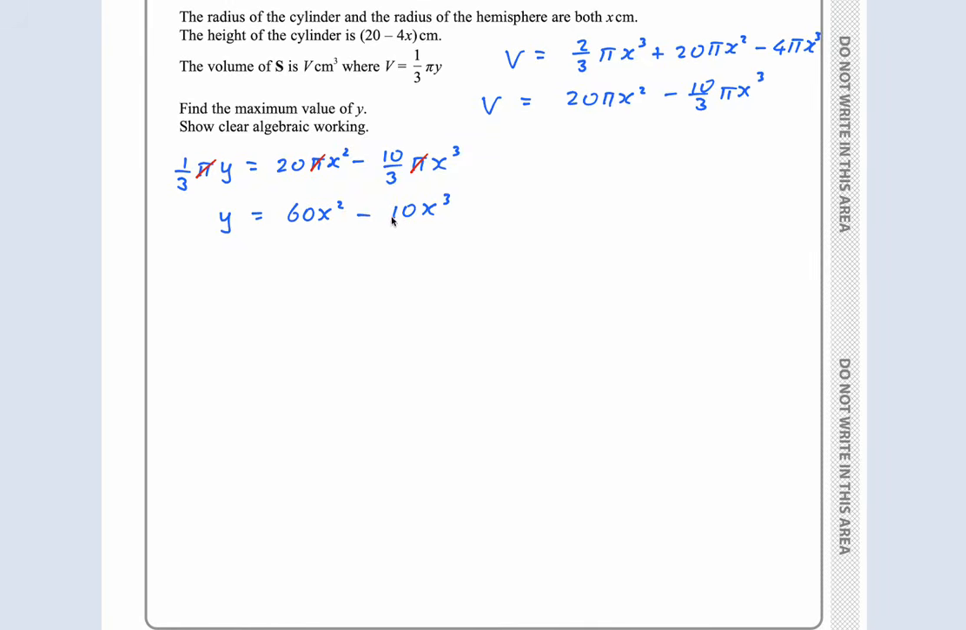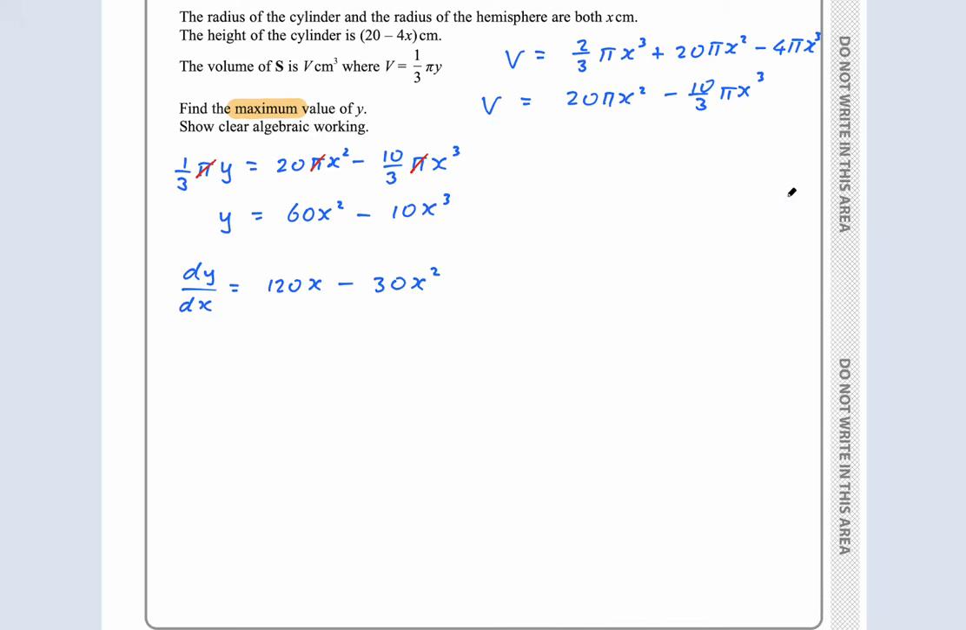Right, let me move down a bit. So now I have y in terms of x. And he says find the maximum value of y. When I see the word maximum, guys, often I think derivative equals 0. Differentiate. So we're going to get dy/dx. dy/dx is 2 times 60, 120, x, multiply by the power, subtract 1 from the power, minus 3 times 10 is 30, x, subtract 1 from the power, 2. So this is my derivative.